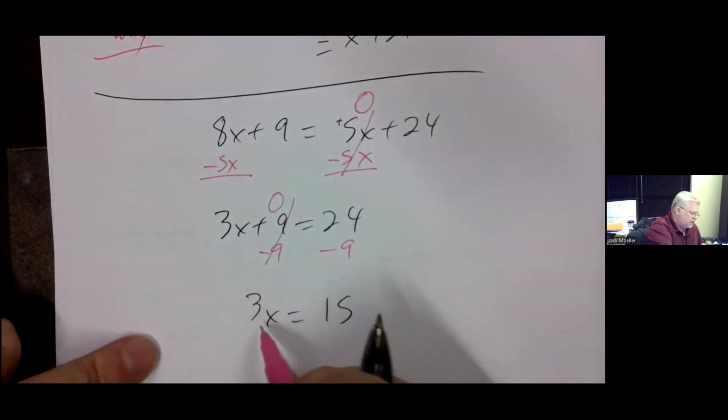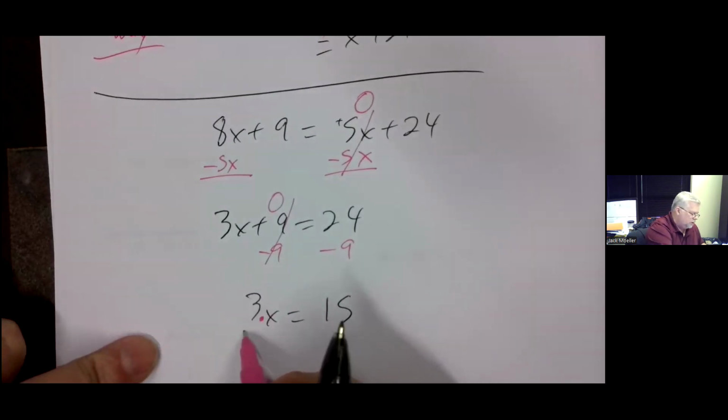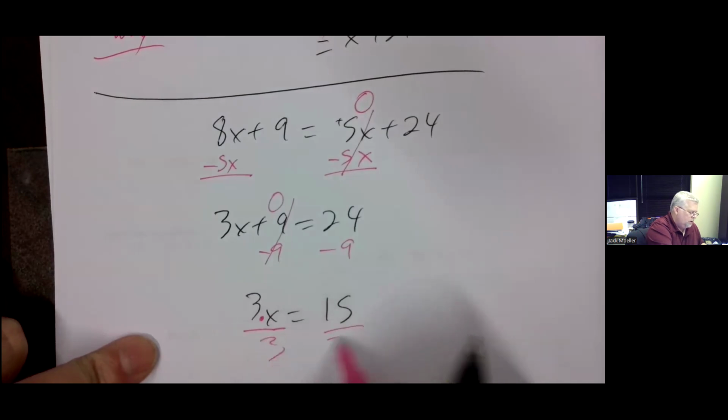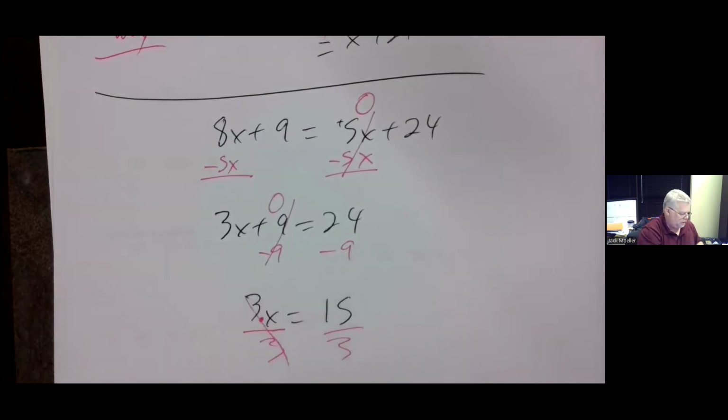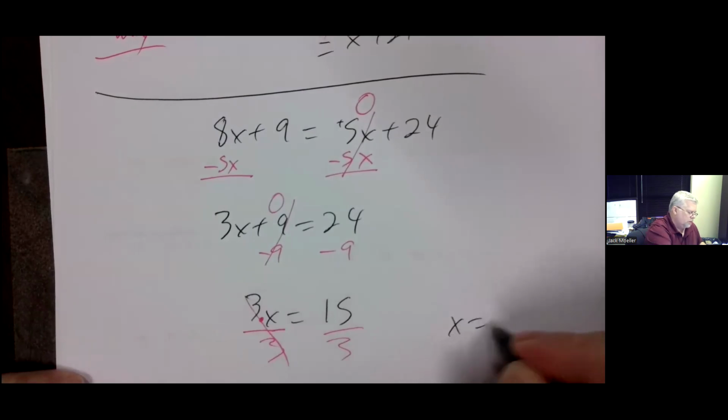And then the very last step is 3x means 3 times x. We're going to divide both sides by 3. And our answer is x equals 5.